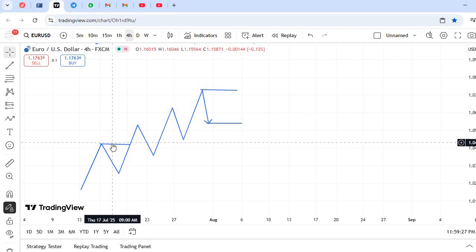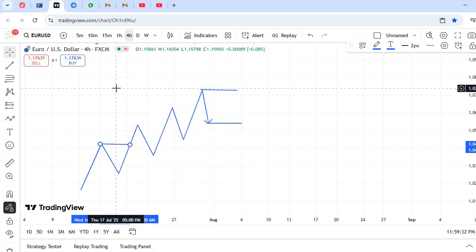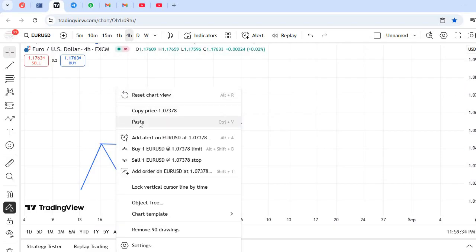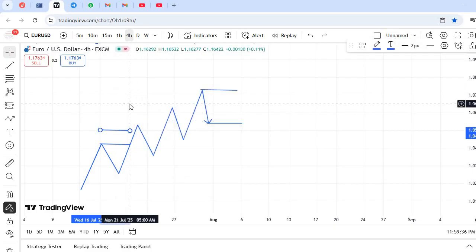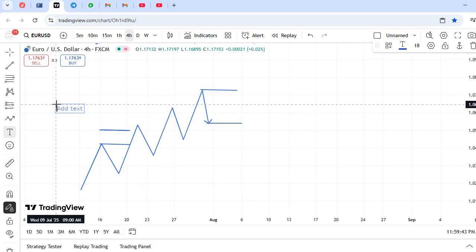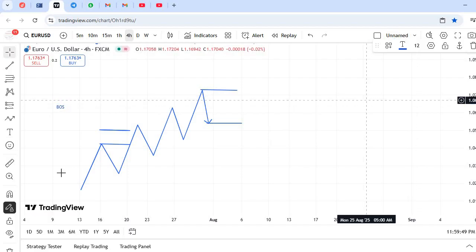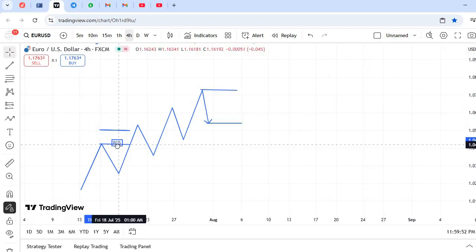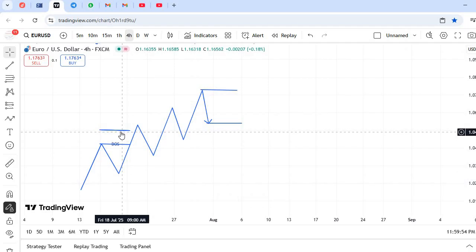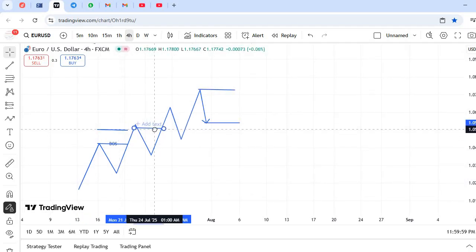So we have our first break of structure here. So we have our BOS, which is our break of structure. Then we have a second break of structure here. Can you see?